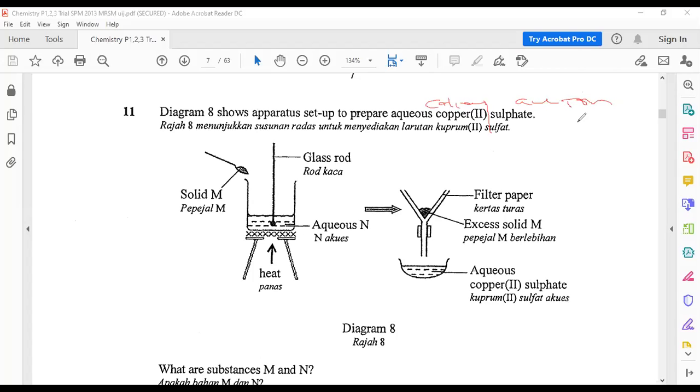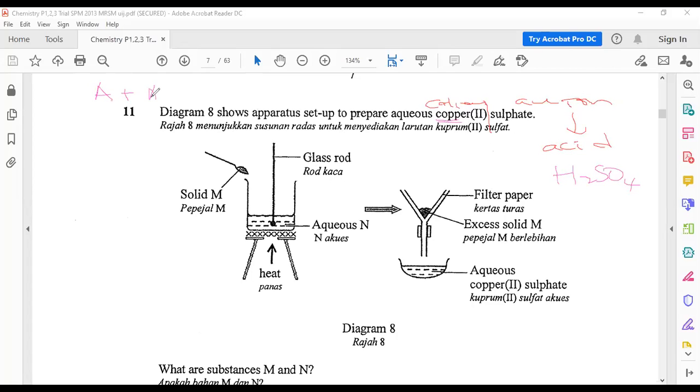The anion will always tell you about the acid needed. So what is the acid which contains sulfate ion? From your syllabus, there is only one, which is H2SO4. Now, from the copper(II) ion, we know that copper is a less reactive metal. So in order for us to produce this soluble salt, we have 4 methods.